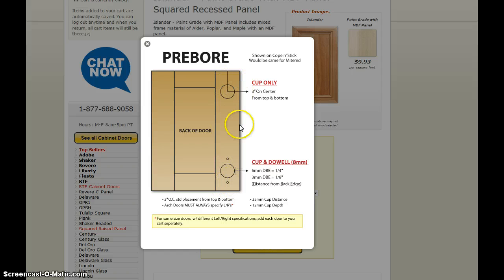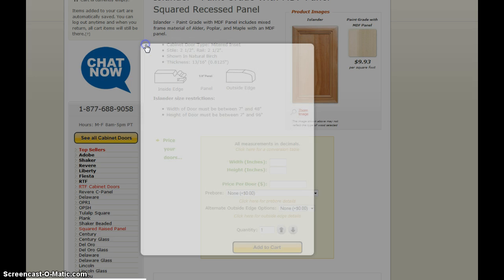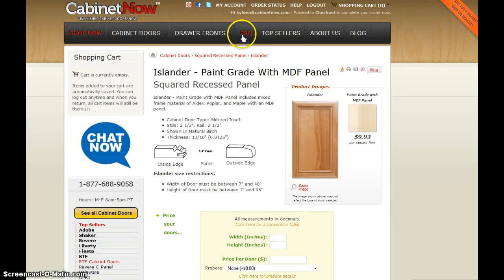options are. When it says cup only, what it means is just the cup on its own and nothing more. When it says cup and dowel, what it means is it's a cup with the two smaller holes along the side of the cup that are about 8 millimeters. That 8 millimeters is larger than a screw, so in order to get that, you will need plastic inserts to hold the screw. Let us show you a few more pictures and maybe this will help you decide on if pre-bore is what you need.